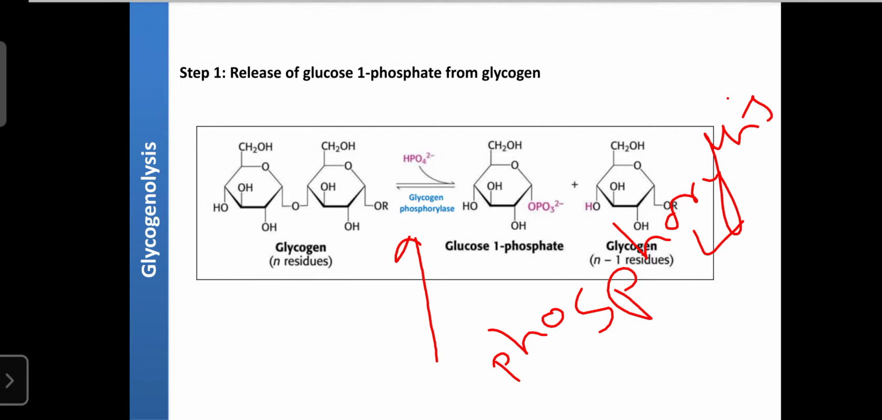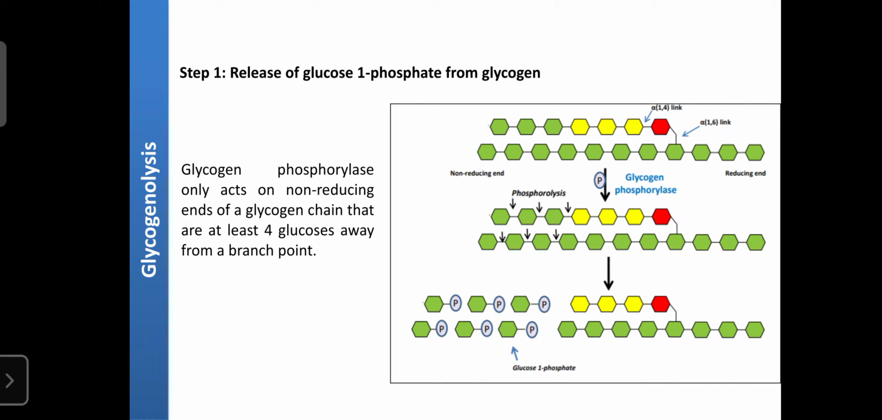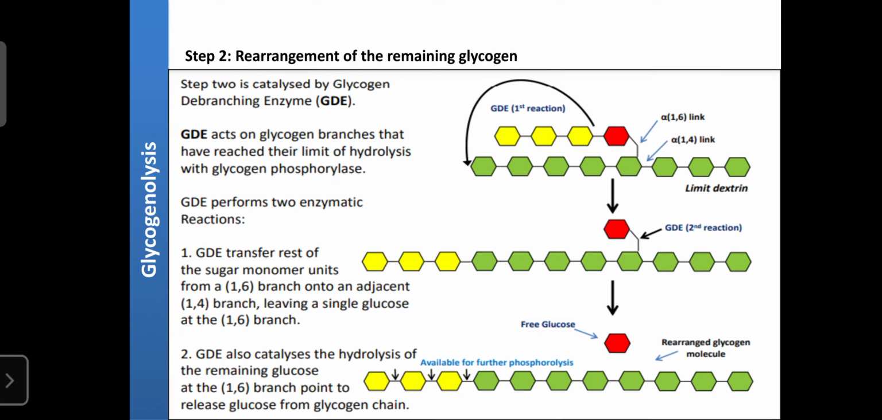Later, in step 2, which is a continuation of step 1, glycogen phosphorylase acts only on the non-reducing ends of the glycogen chain that are at least 4 glucose units away from a branch. It mainly breaks the 1,4 alpha glycosidic bond. In step 1, it is the phosphorylase.